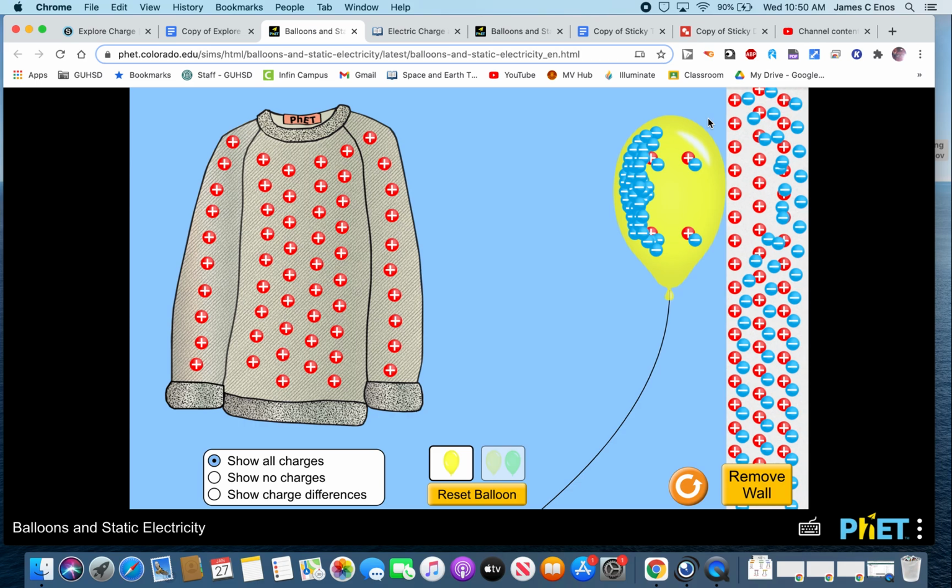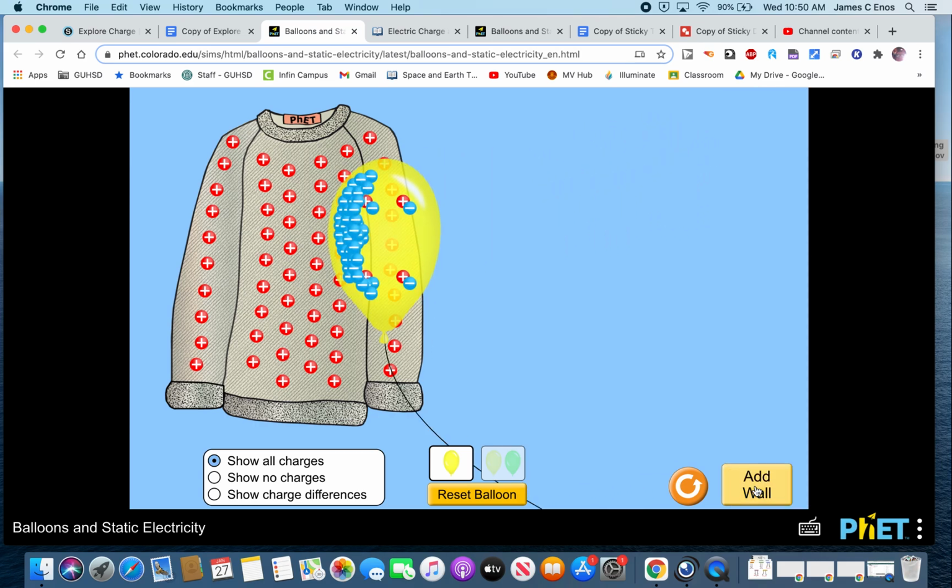If there's a force, that means the motion could change. Right now the net force is 0 because there's no motion. But if I remove the wall, there's a net force again, coming from the sweater. We see this net force because there's a change in the motion: the balloon was sitting still on the wall, and then I remove the wall, and the balloon starts to move.